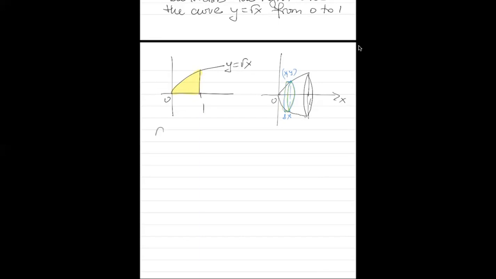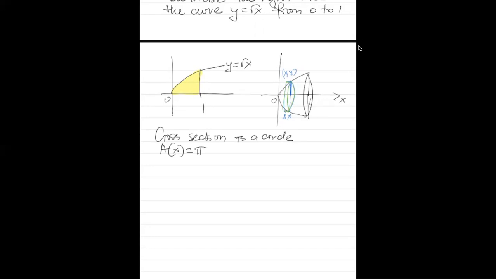We need to always write down what the cross section is. In this case, the cross section is a circle, and that's a good thing because we know the area of a circle. The area of this circle would be pi r squared. But what is the radius? The radius of our circle in the cross section is right here. This is the radius.